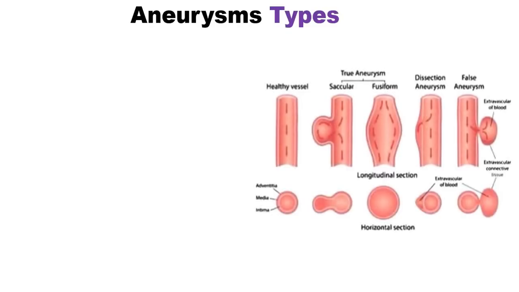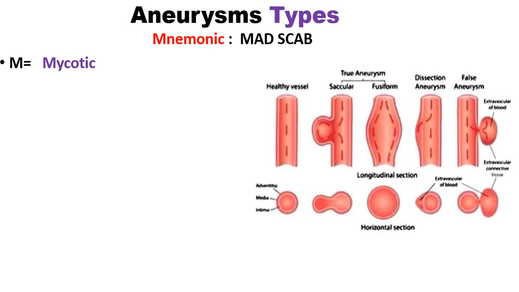Hi everyone, in this video we will discuss the aneurysm types and their mnemonic. So what is the mnemonic? The mnemonic is MAD SCAB. So first is M for the mycotic, it is the infective aneurysm.